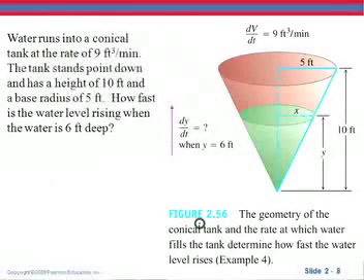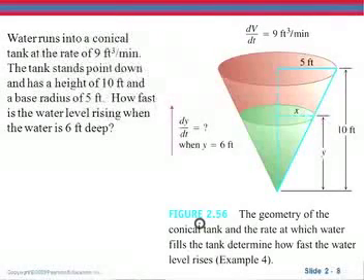Now one other example here. We have a conical tank, and water is running into this conical tank at the rate of 9 cubic feet per minute. Now the tank stands point down and has a height of 10 feet and a base radius of 5 feet. We want to know how fast is the water level rising when the water is 6 feet deep. Now notice that they are using y for their height and x for their radius.